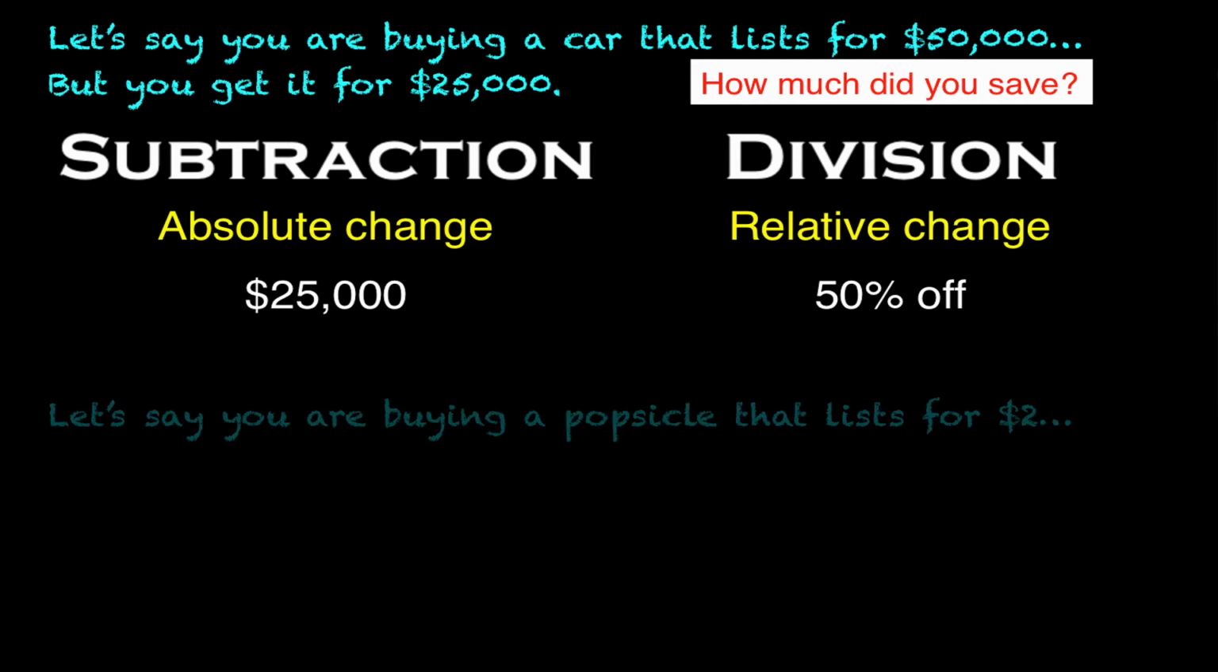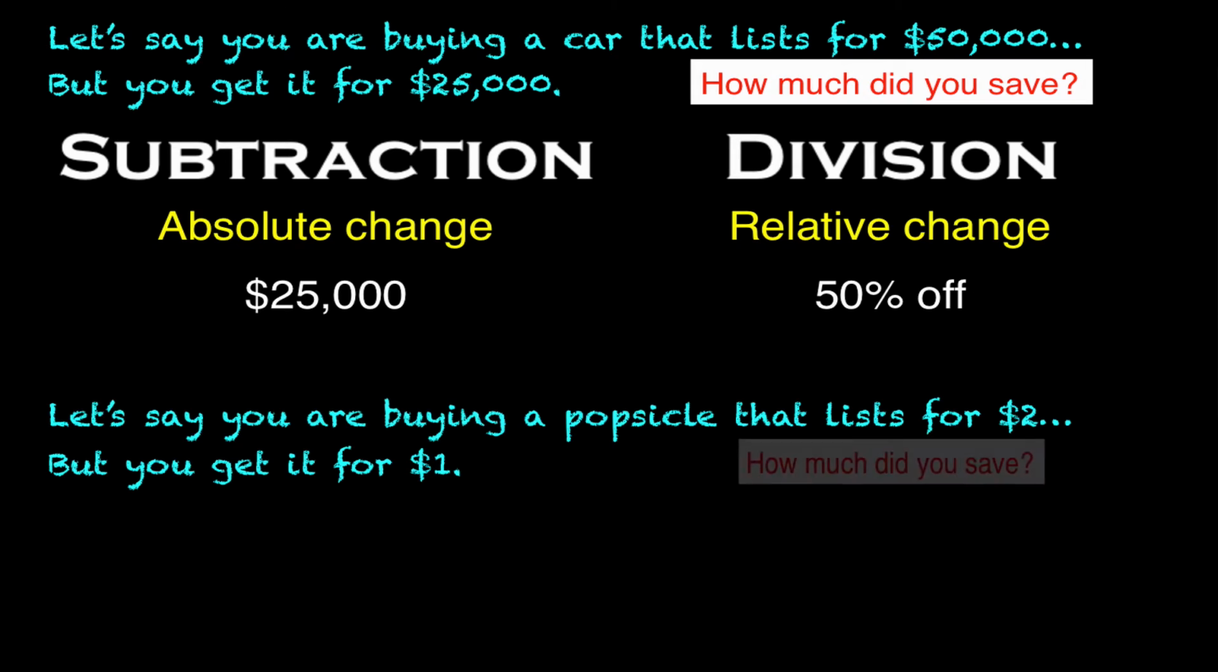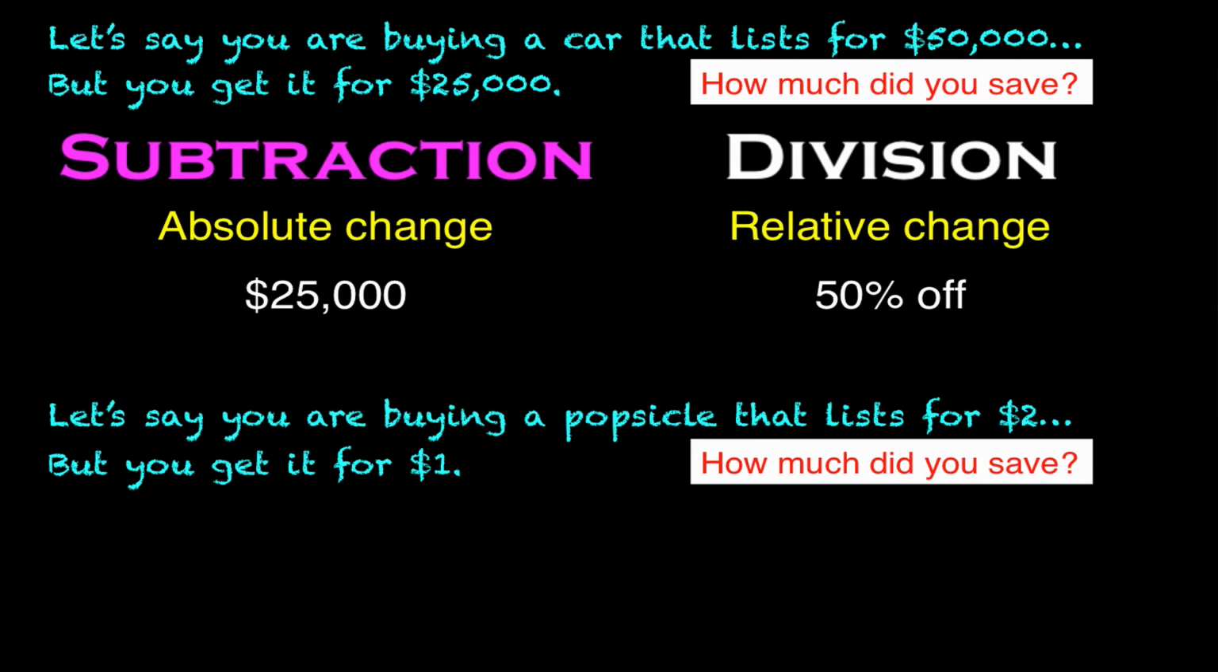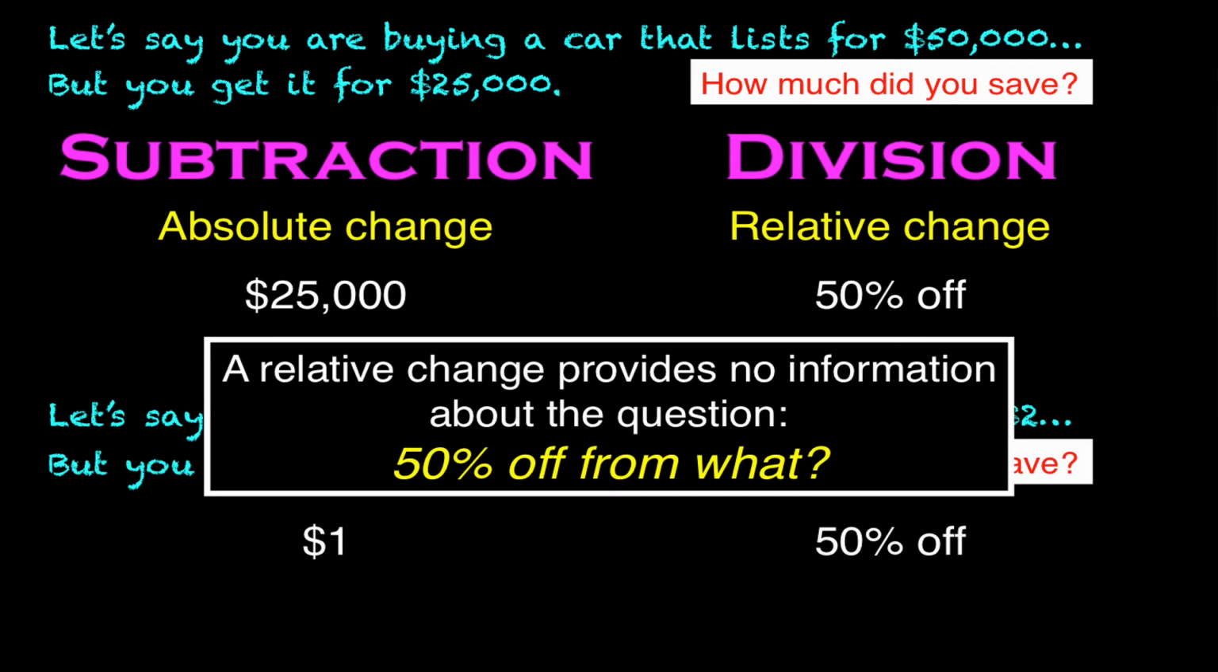Now another example. Let's say you're buying a popsicle that lists for $2, but you get it for $1. How much did you save? First, do the subtraction. 2 minus 1, you saved $1. Now, do the division. You saved 50% off. And now you see the problem. A relative change provides no information about the question: 50% off from what?